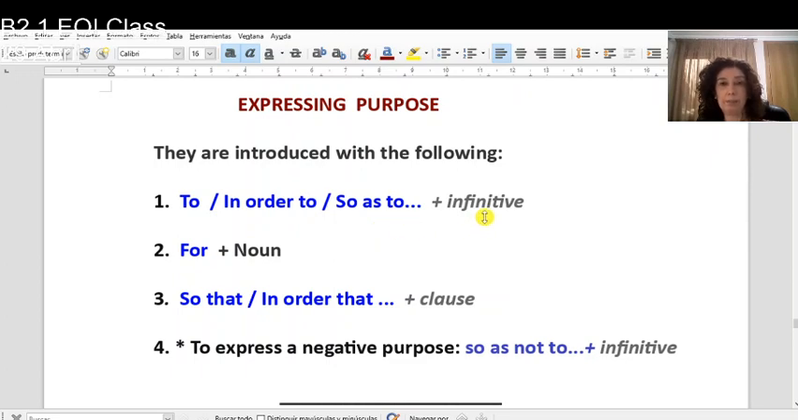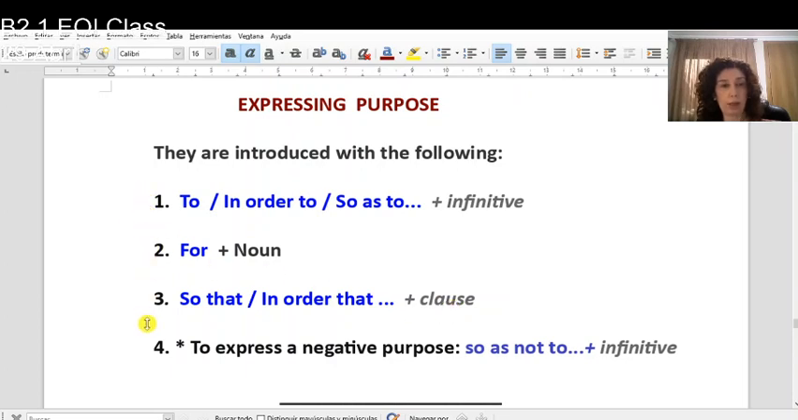Estas tres, esta más informal, in order to, y so as to, más formal, but all of them followed by infinitive. We saw in the example that we can also use for, but for must be used plus a noun. O si utilizamos un verbo, como es la preposición, iría en gerundio, ¿vale? And, number three, so that, or in order that. El that de normal siempre tiene que ir seguido de una oración. So that, plus a clause, or in order that, plus a clause.